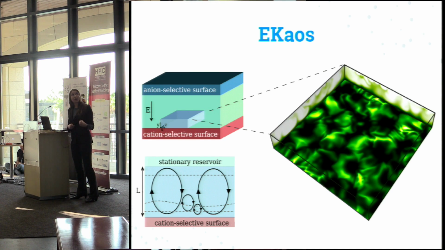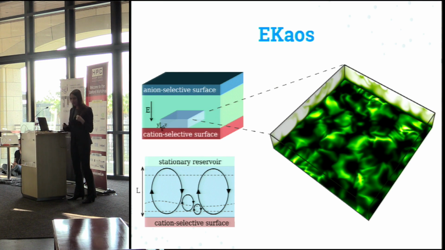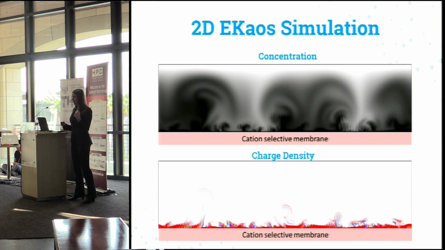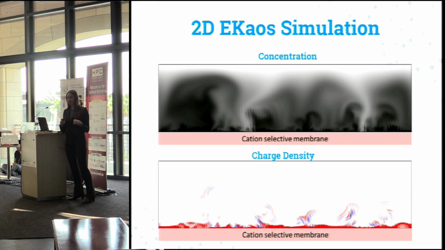So the EKaos code is capable of running 3D and 2D simulations. This is a snapshot from a 3D simulation. What you're looking at over here is the cation selective surface, and the green coloring is basically the concentration field. And so we can basically see that we have this chaotic fluid motion affecting how the ions are able to transport across the surface.